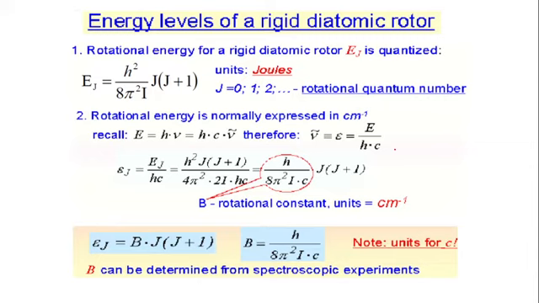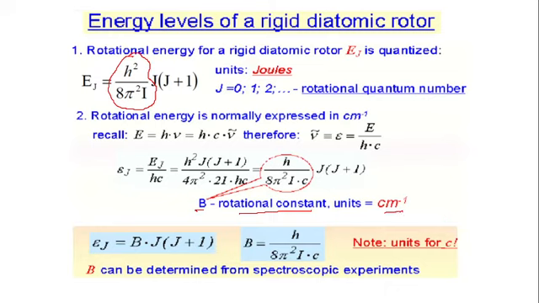Here we get the value E_J is equal to h square upon 8 pi square I, J into J plus 1. Here this term h square upon 8 pi square I, all these terms are constant, and this constant term is called the rotational constant. This is a very important term, the rotational constant, which is denoted as B, and which can be measured in the unit centimeter inverse.